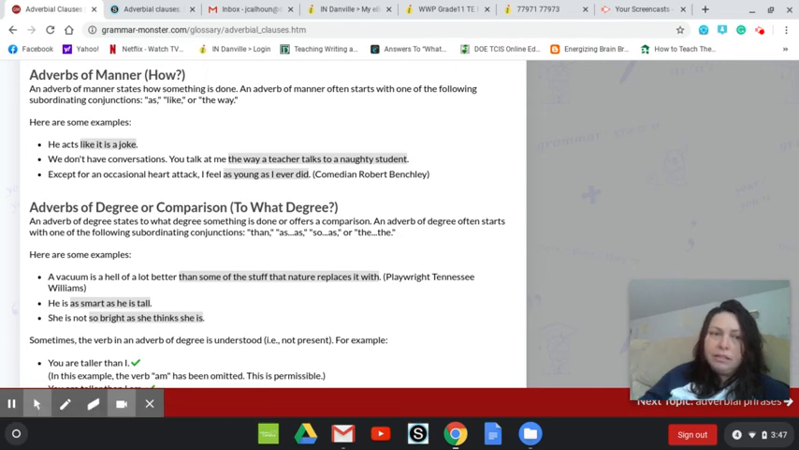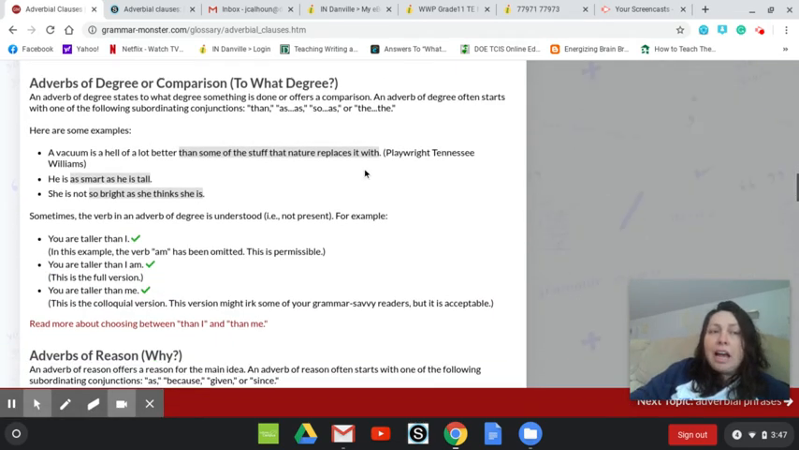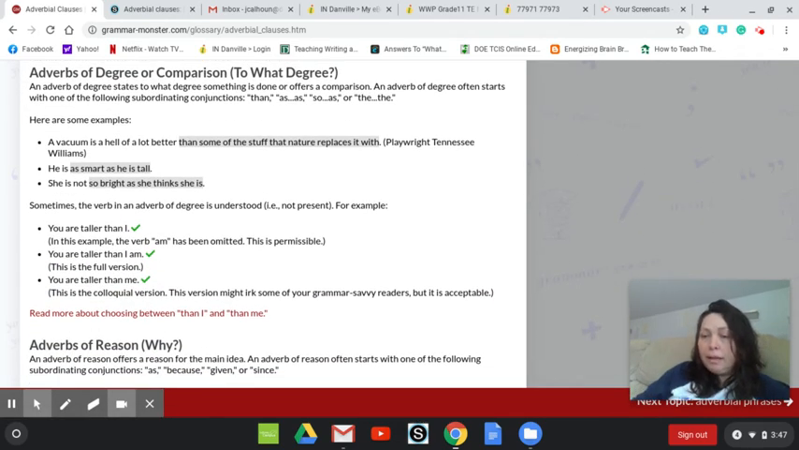All right. Now, there are other ones. Comparison is actually a pretty common subordinate clause or adverbial clause. A vacuum is a hell of a lot better than some of the stuff that nature replaces it with. Well, there's a lot going on there that I don't want to talk about.